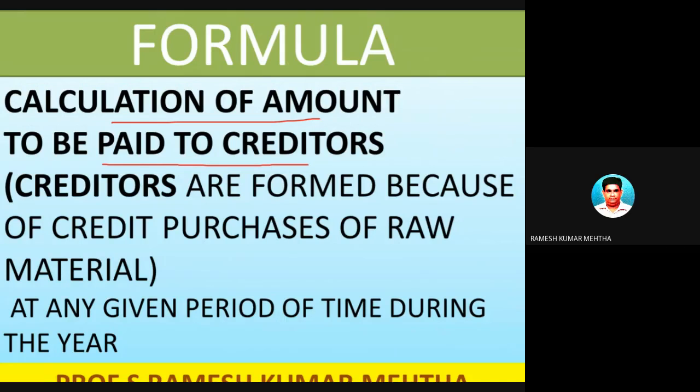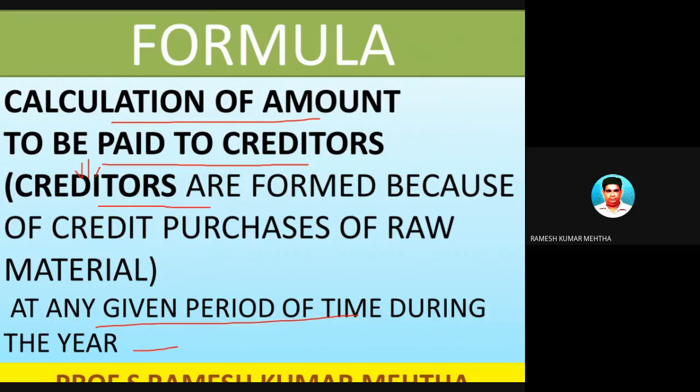This is the liability, and this liability is a current liability, and this current liability has to be paid at the earliest. So what is the amount of money outstanding, as we have purchased the raw material on credit basis at any given period of time? What is the total amount of money which you have to pay to creditors at any given period of time? So, calculations of amount to be paid to creditors at any given period of time.